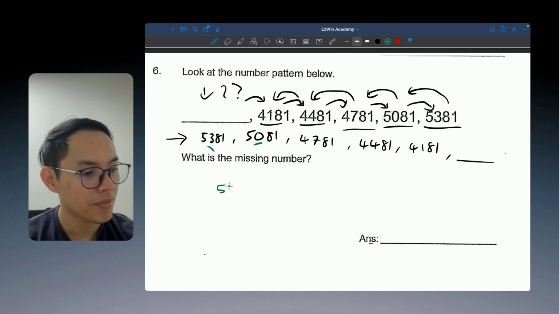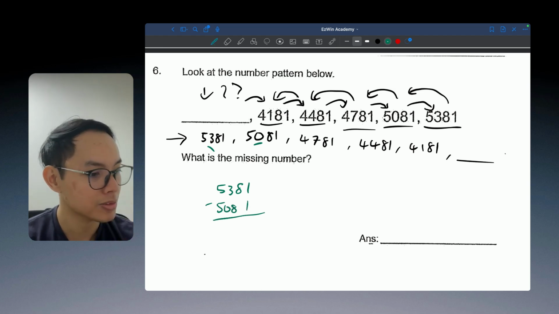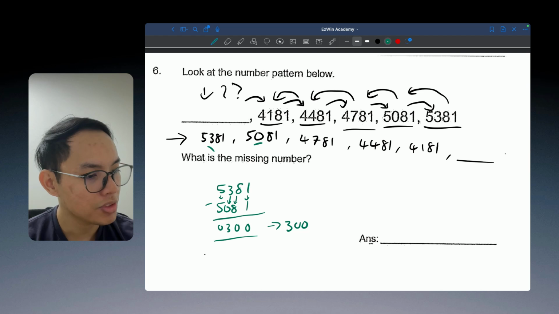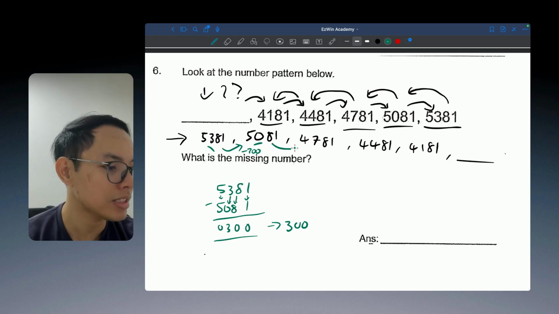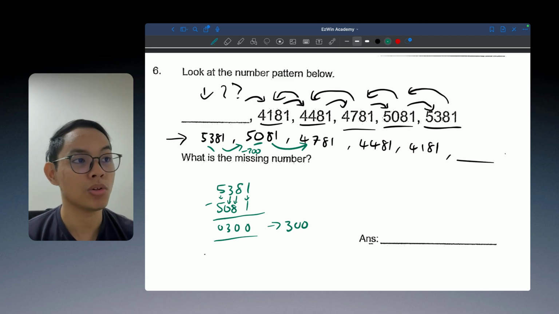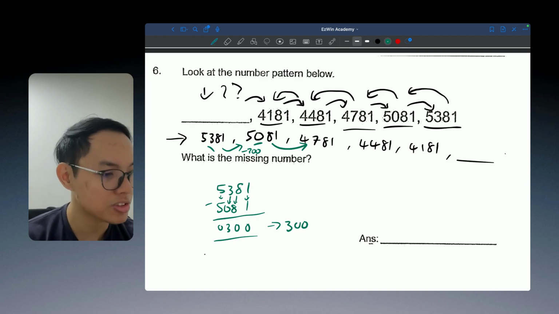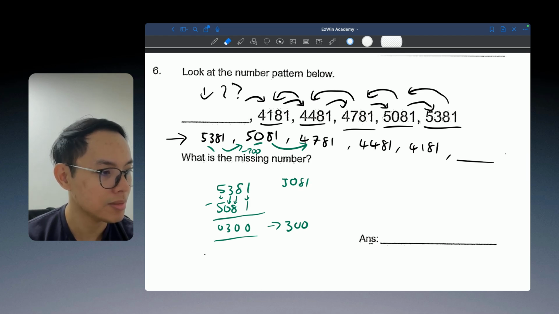So if we were to just have 5381 minus 5081, what is the answer to this? So 1 minus 1 is 0, 8 minus 8 is 0, 3 minus 0 is 3, and then 5 minus 5 is 0. Okay, so the answer should be 300. So that means from 5381 to 5081, this is minus 300. Okay, let's see if the next one is also the same, right? So 5081 to 4781. So can we assume that this is also minus 300? Let's try it out again. So 5081. Okay, let me just remove this.